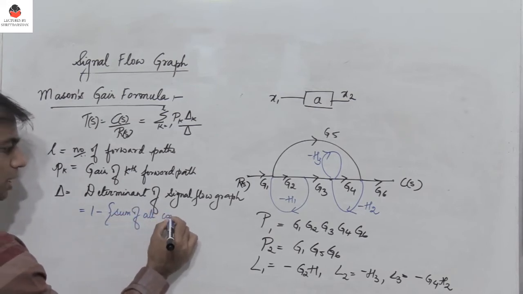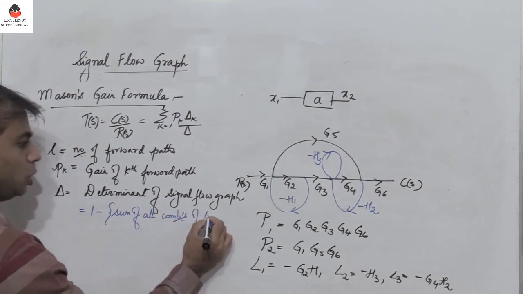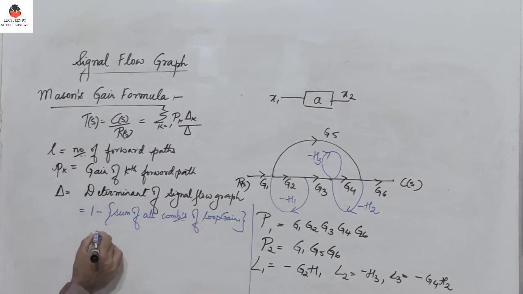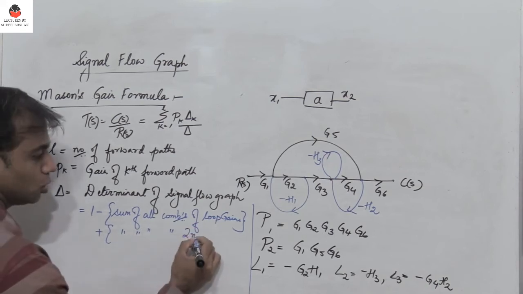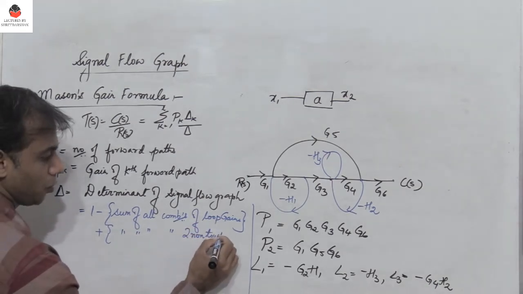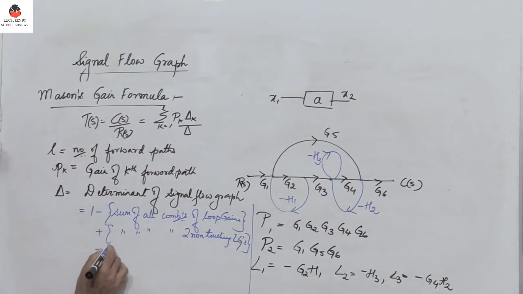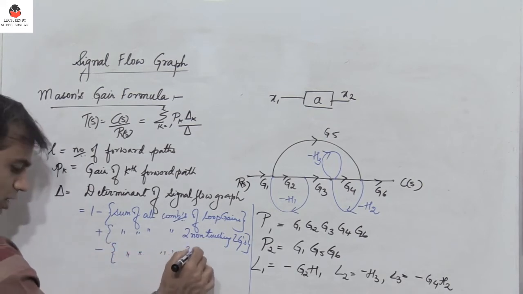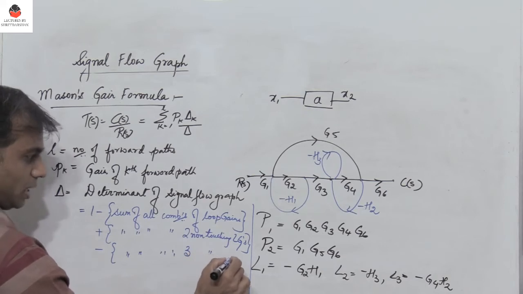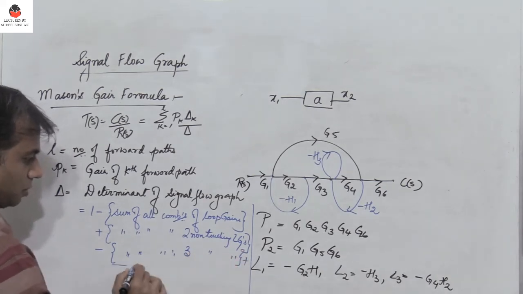Then you have plus the sum of products of all possible combinations of two non-touching loop gains. I write LG for loop gains. Next, minus the sum of all possible combinations of three non-touching loop gains, and it goes on, plus so on.